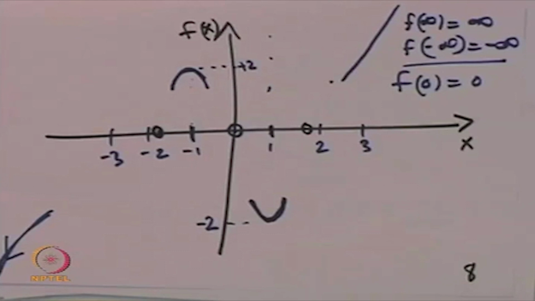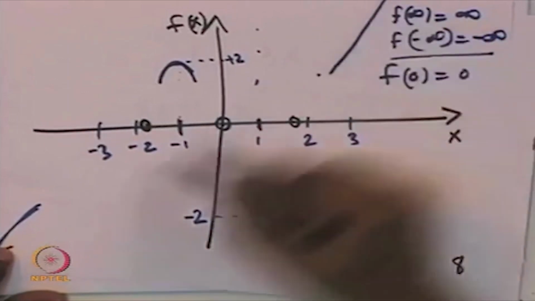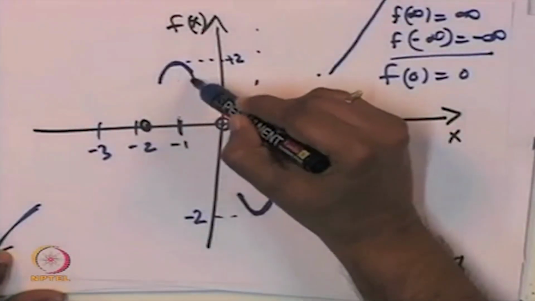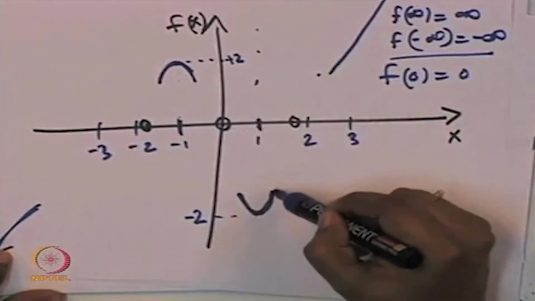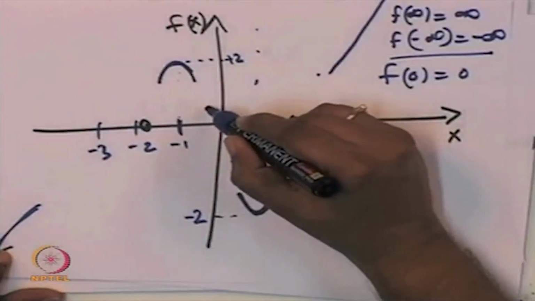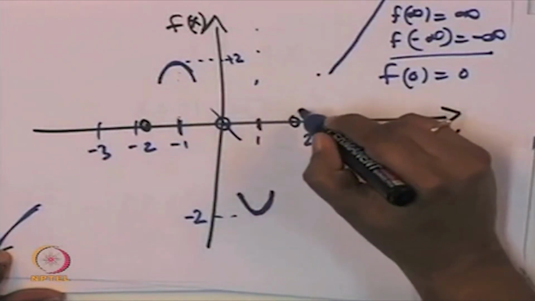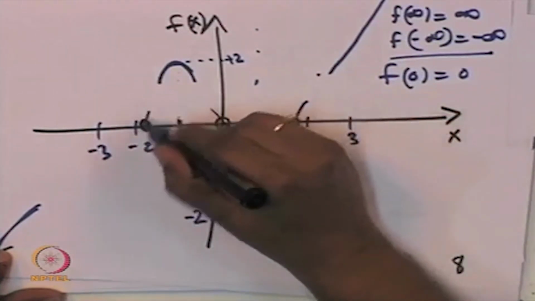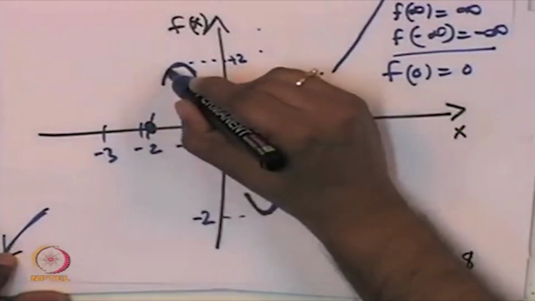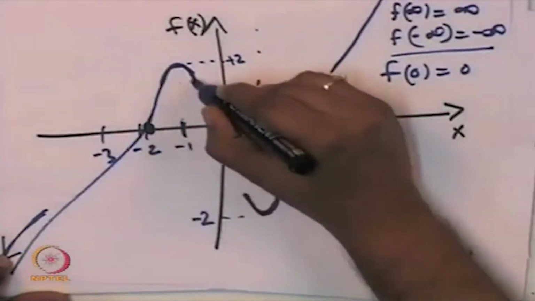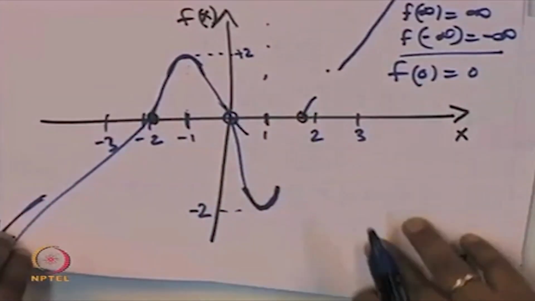We know that at the ends it goes like this, and we know that there is a maxima here and a minima here, and we know that it should go through 0 here, here, and here. So, if we join all this together smoothly, it should work. So, let us draw all this knowledge, let us combine all this knowledge into a nice graph.